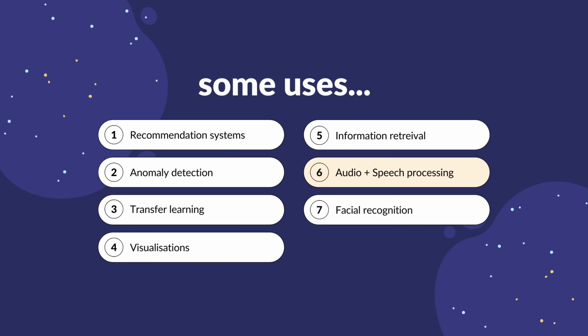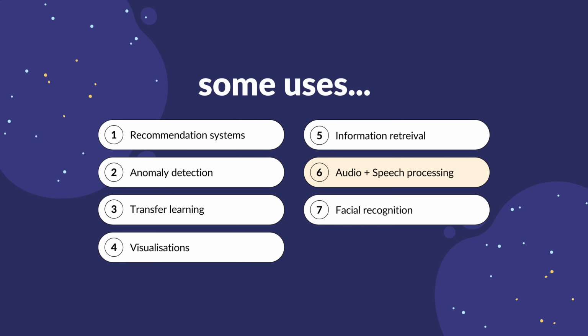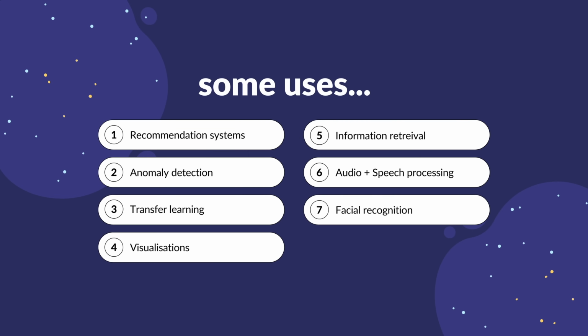Audio clips can be converted to embeddings for tasks like speaker identification, speech recognition, or emotion detection. And finally, we can use it for facial recognition. Face embeddings can represent a face as a vector, making it easier to compare faces and recognize identities. So a lot of things that vector embeddings can be used for.